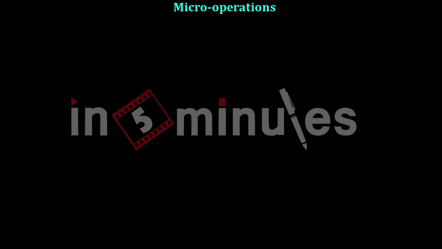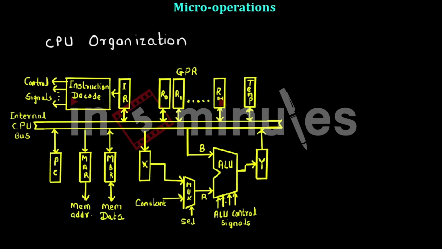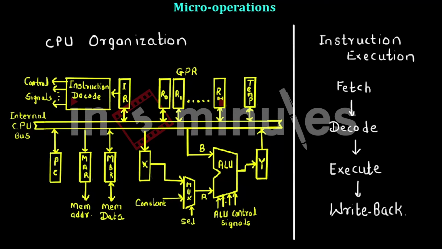In the previous videos, we have seen the complete single bus CPU organization and the functioning of different registers and components in it. And we have also seen how different steps in the instruction execution are performed in the CPU organization. We have seen that each step in the instruction execution, may it be fetch, decode, or execute, involves certain sub-operations that are performed between the components of CPU or the registers. These operations are referred to as micro-operations.